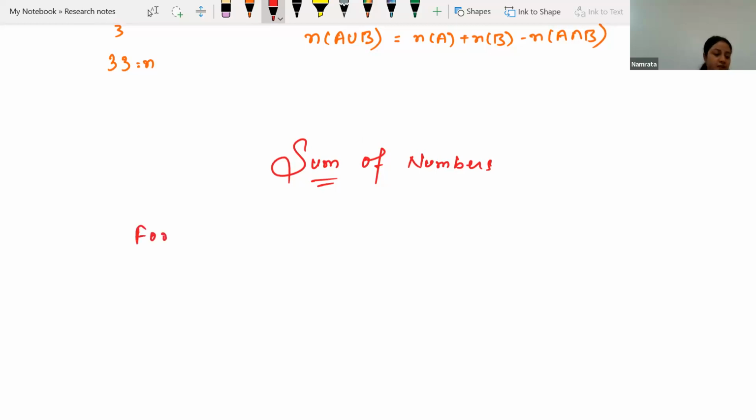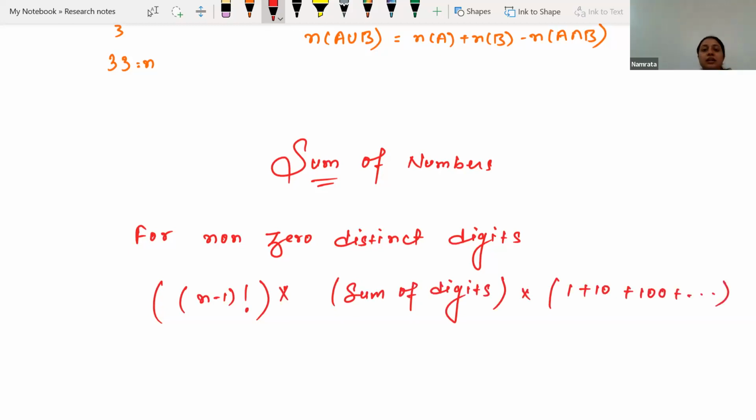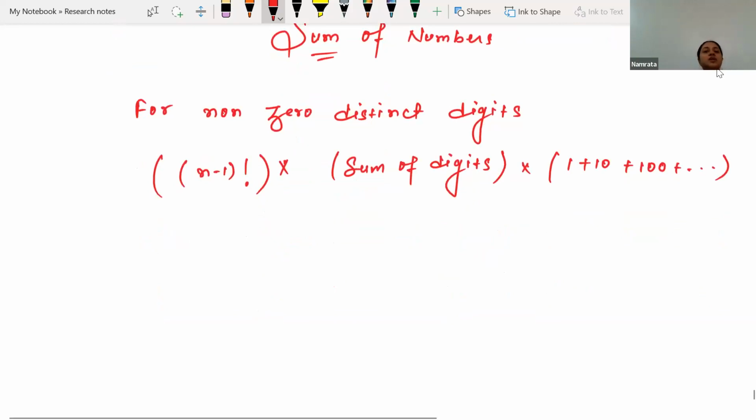For non-zero distinct digits, the formula is (n minus 1) factorial into sum of digits into (1 plus 10 plus 100, like this). Let's see how exactly the question will be framed and how we can use the formula. So the question will be like this.